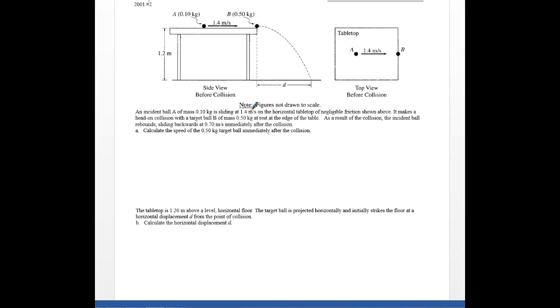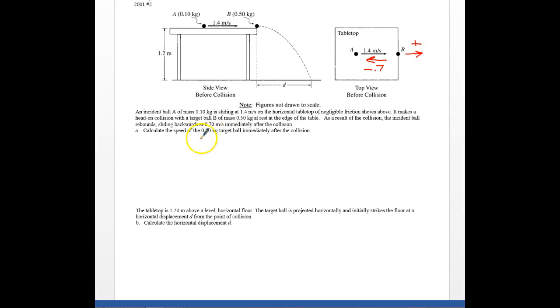So the first thing we need to do with this one is just notice what's happening. We have a ball rolling across the table, hits another ball, and knocks that ball down. The first ball, when it's coming in, hits that ball and then comes back this way with a speed of 0.7 meters per second. So we're going to make that negative 0.7 and make this positive, which should make the speed of this ball positive. And that's what we want.